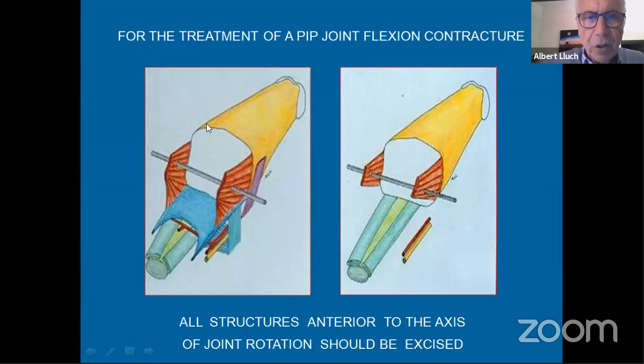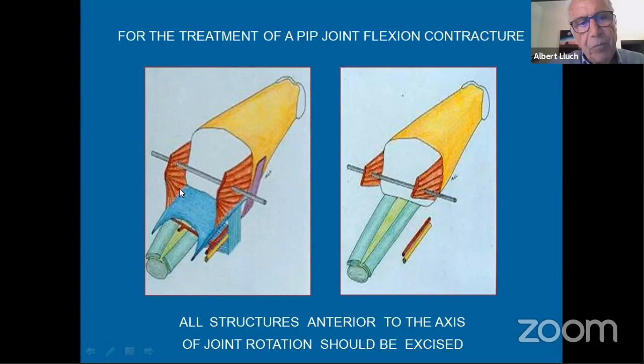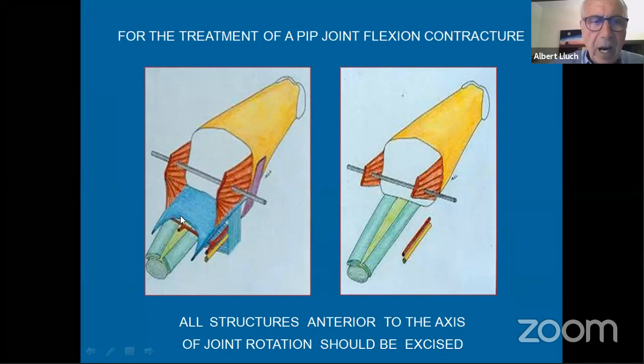And to finish, for the treatment, I will be very brief, and I will say that we should remove everything which is anterior to the axis of rotation of the joint. So we should preserve the collateral ligaments, but we should remove the accessory collateral ligament. The accessory collateral ligament is the one that goes from the proximal phalanx to the volar plate, to the thick part of the volar plate. We should remove the volar plate, the thick part, and we should remove the arcuate ligament. And also we should remove the Cleland ligament, dorsal, and Grayson's ligament, volar.